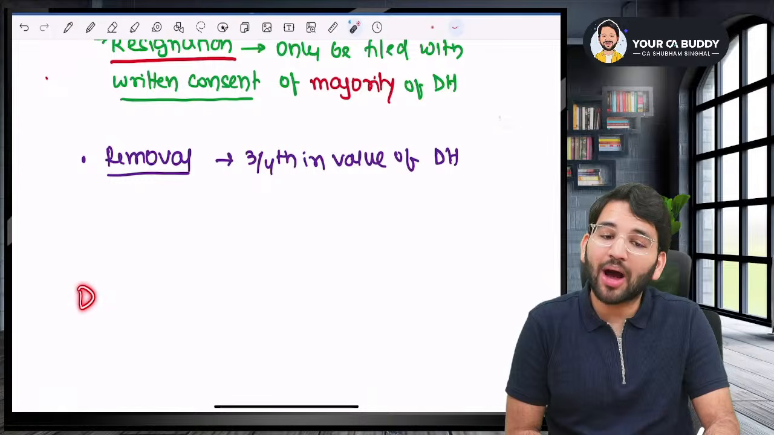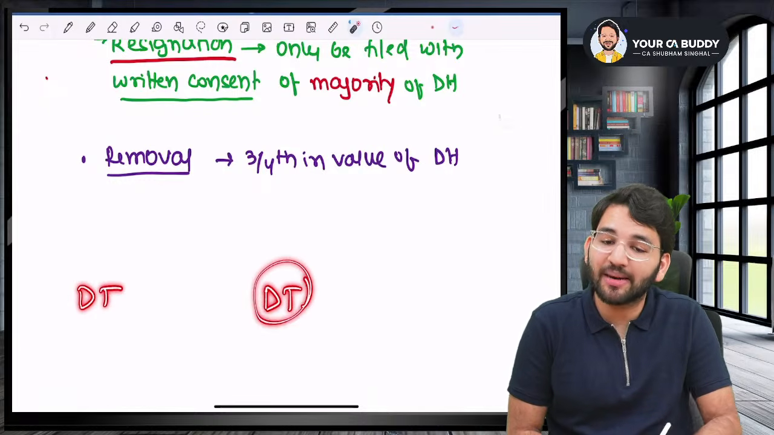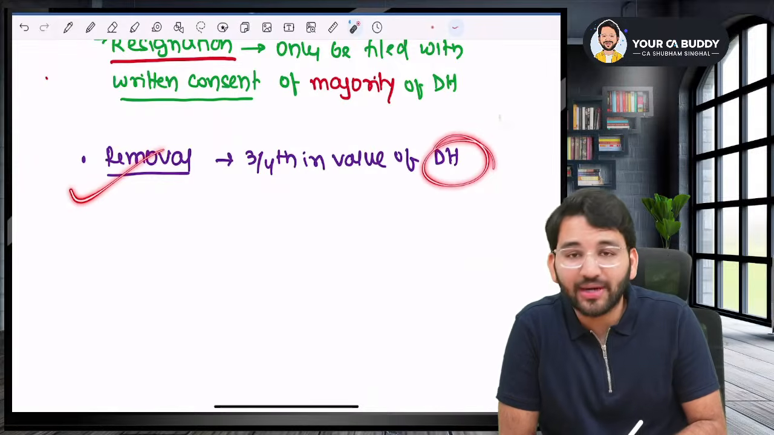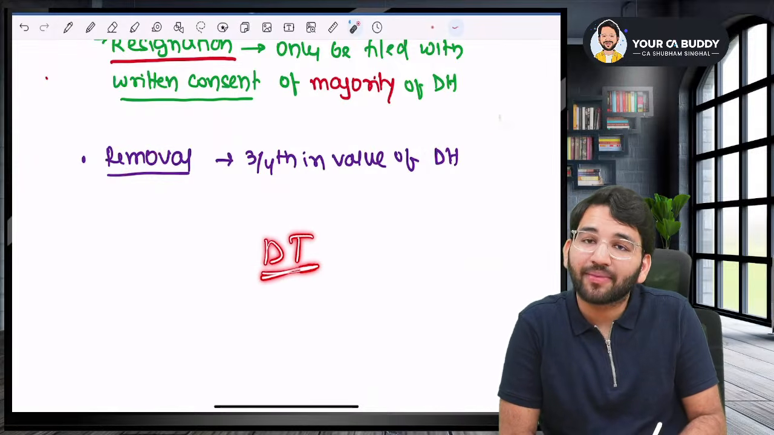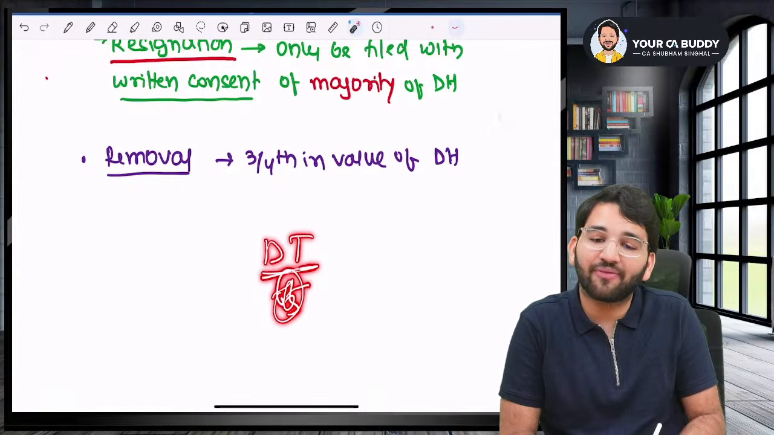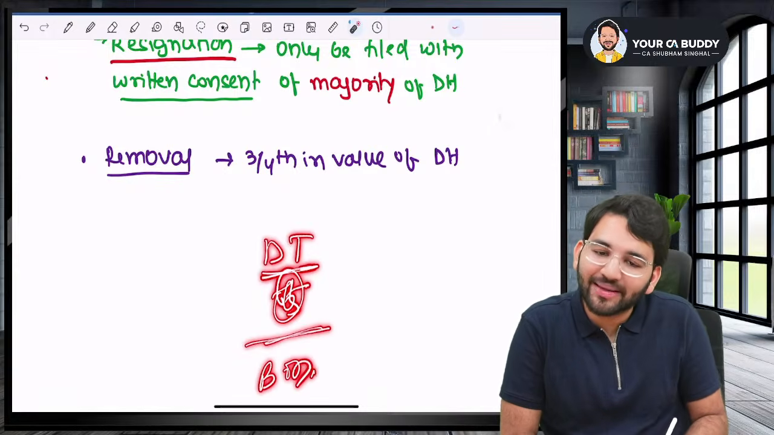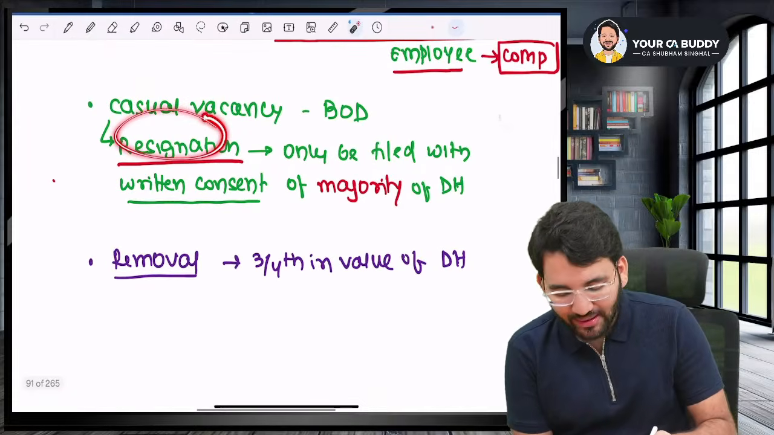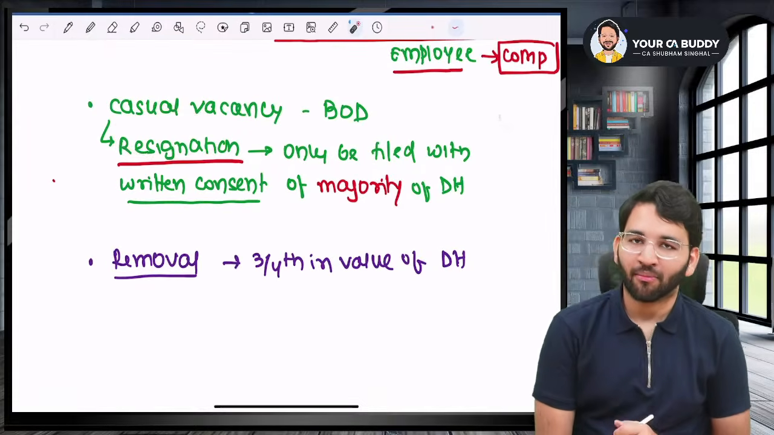In your class, I had asked you to make the difference between debenture trustee and deposit trustee. Remember, debenture trustee can be removed by the debenture holders, but deposit trustee in chapter number 5 can be removed by the board of directors themselves. But here they can be removed by the debenture holder. Can he resign, sir? Yes, sir. He can resign whenever he wants to.